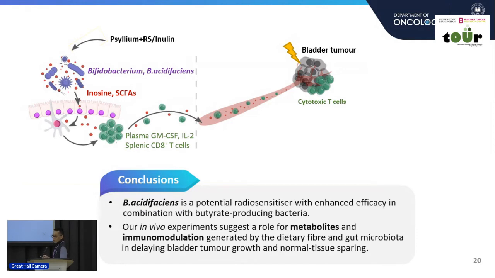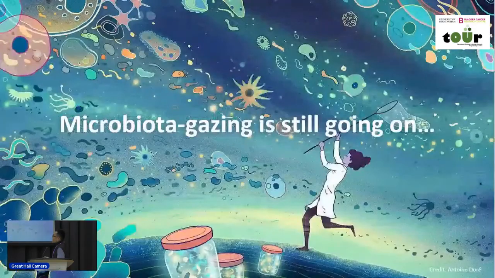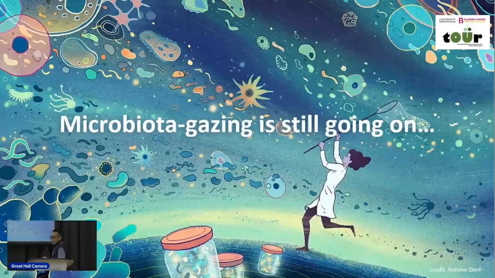So actually, there is still a lot of work to do. For example, oral gavage of this bacteria to prove the causal relationship between gut microbiota and the radiosensitization, or to find out what the key metabolites produced by psyllium plus resistant starch in radiosensitization are. So there's still a lot of work to do. That's why microbiota research is still going on.